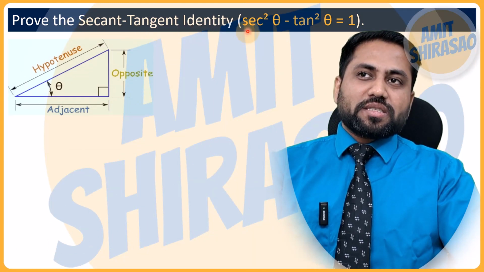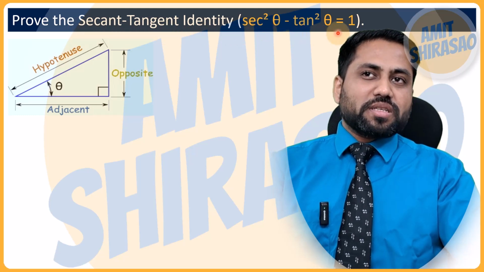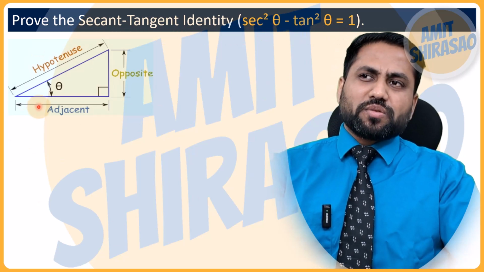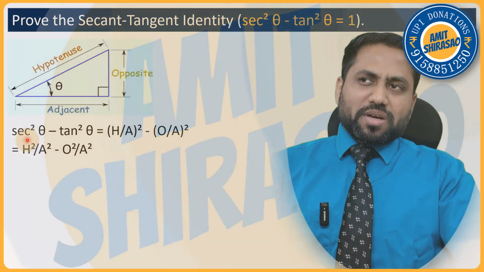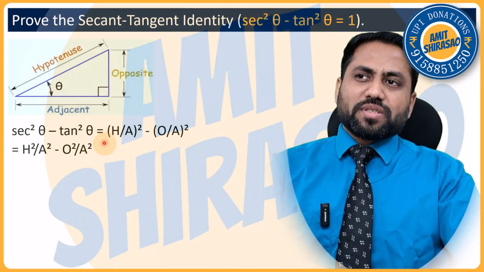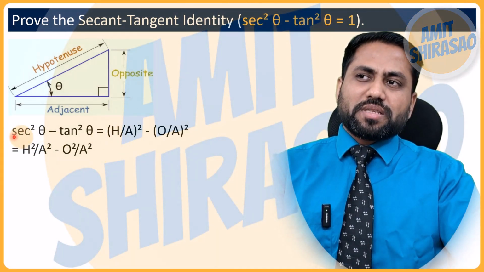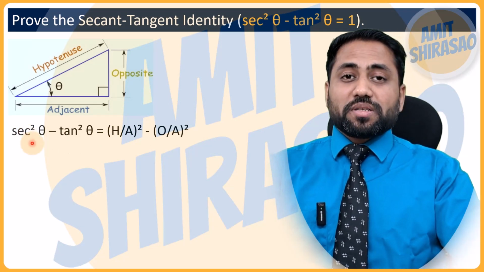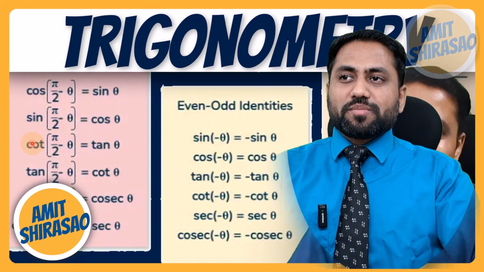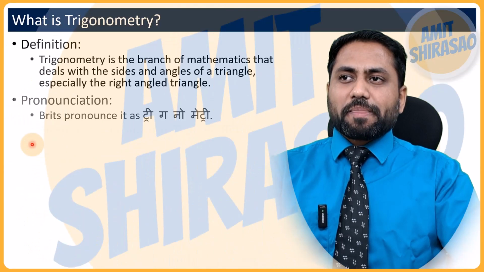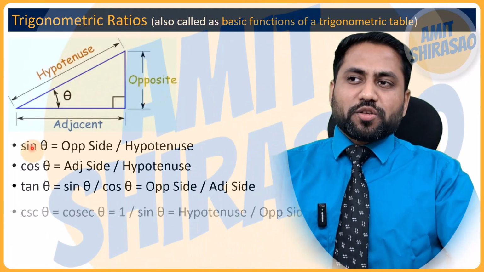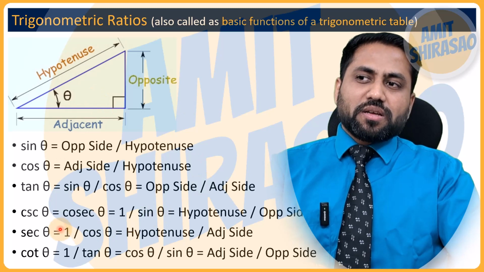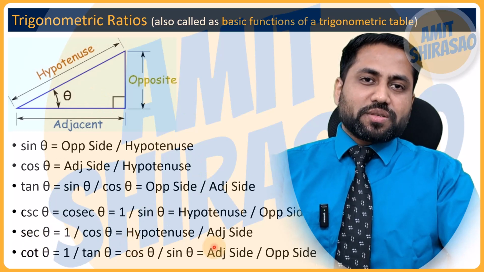Now let us prove the secant tangent identity. So it says sec square theta minus tan square theta is equal to 1. Everything always starts with Pythagoras theorem. I've just taken this first, and I've written this down second. Second means what? Now remember the very first slide that I showed you. Let me go to that slide. Do you remember this slide? When I say sec, it means hypotenuse upon adjacent. When I say cot, it means adjacent upon opposite.